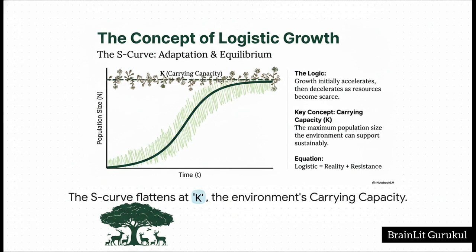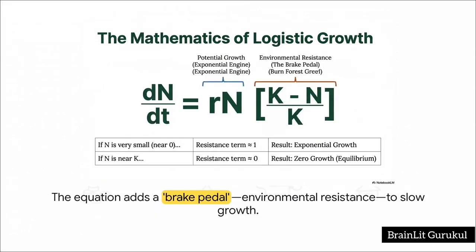We call it K, the carrying capacity. It's the absolute maximum population size that a particular environment can support over time. Okay, so how does the math actually describe this?